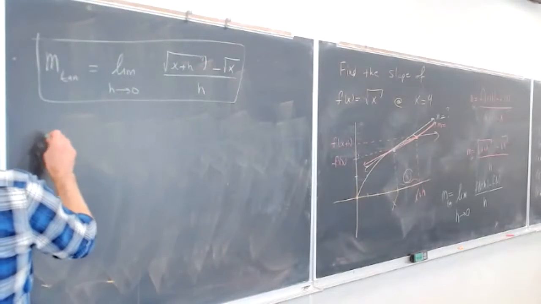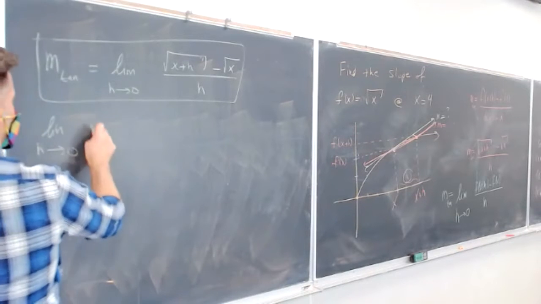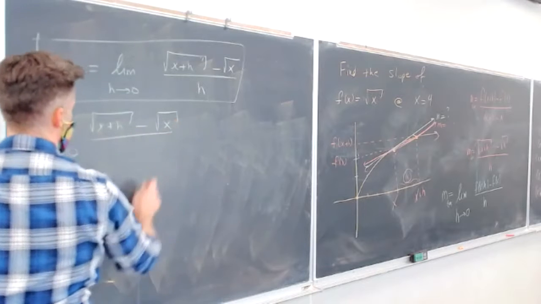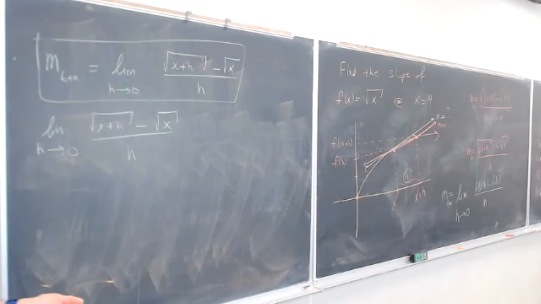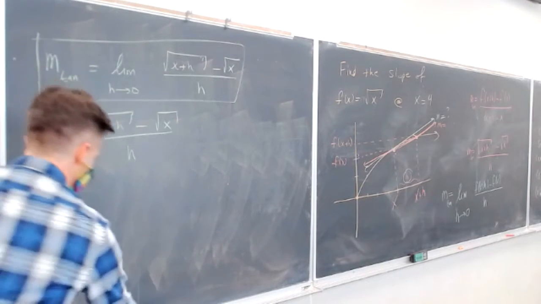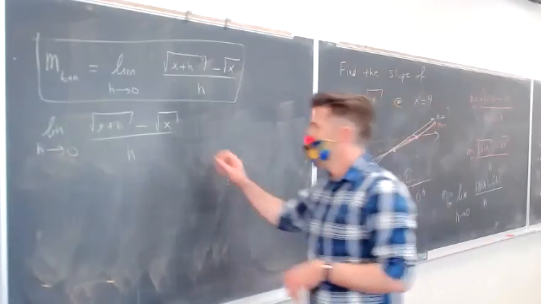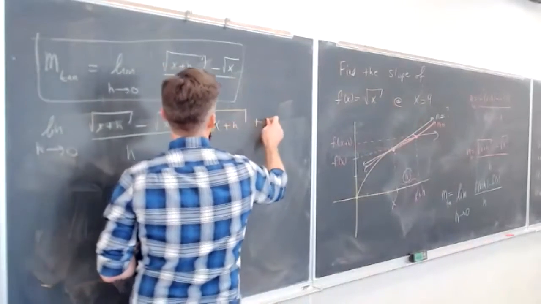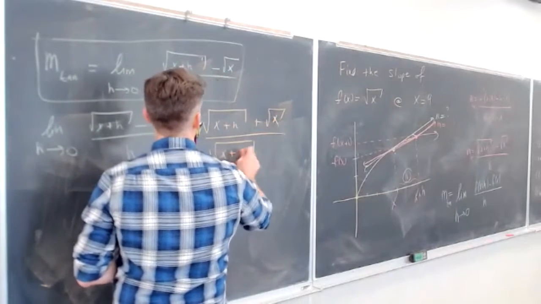So the way we're going to work with this is we're going to use our typical techniques. I know that when I have a square root plus or minus another square root, or even if it's just one square root, I'm going to multiply by the conjugate. So I'm going to multiply by the square root of x plus h plus the square root of x, all over the square root of x plus h plus the square root of x.